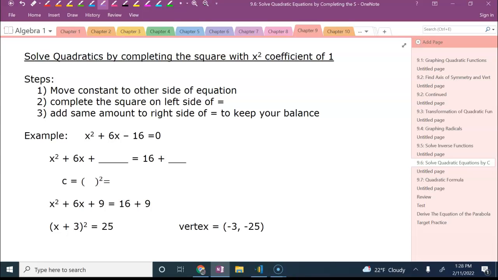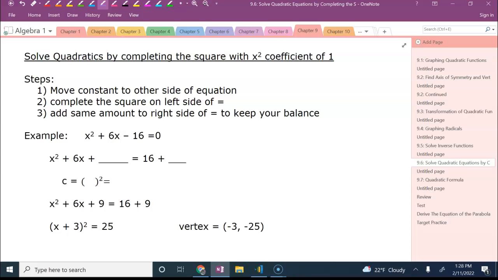So move your constant term over to the other side of the equation, so to the right side. Complete the square on the left side of the equation. So do that process that we were just doing. Take half of your middle term, square it to fill in what I'm going to refer to as blanks, because we're going to be rewriting these equations where we can fill in that piece for completing the square.